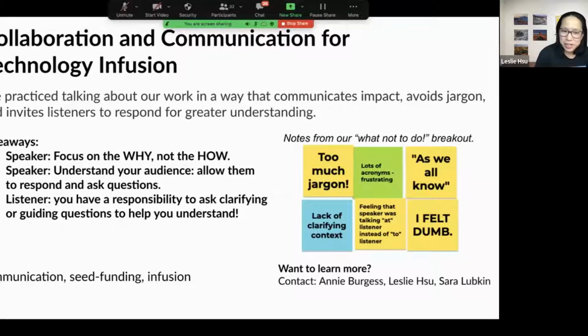So next we moved on to tips for speakers and listeners for having conversations that generate understanding. A few takeaways we practiced were speakers focusing on the why and not the how of their work, speakers understanding their audience and allowing the audience space to respond and ask questions, and finally, listeners knowing that they have a responsibility to ask clarifying or guiding questions to help generate productive conversations.